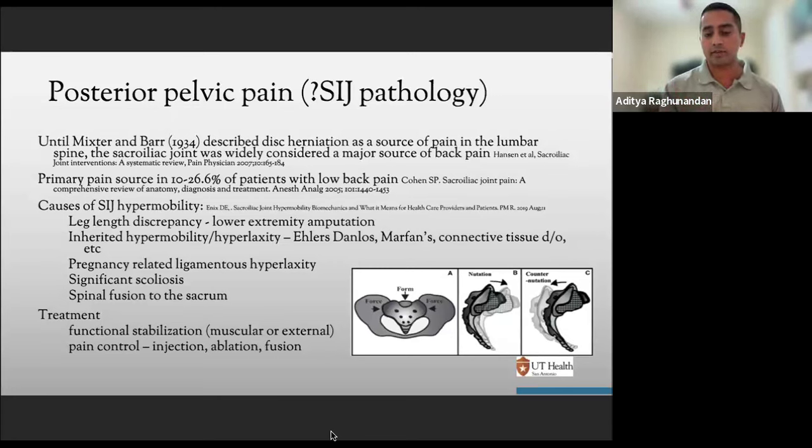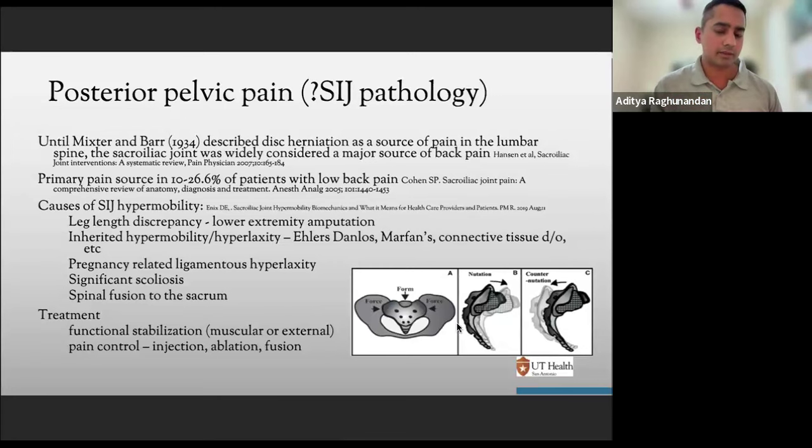So the SI joint fell out of favor as a potential diagnosis, or lower in the differential. And now, more recently, as we have more interventions to stick needles into the joint, fuse the joint, burn things around that joint, it's come back into vogue. So take a step back and think about what the primary source of pain is when we're talking about SI joint pathology. It's really the dysfunction of the joint, which is increased motion of that joint.